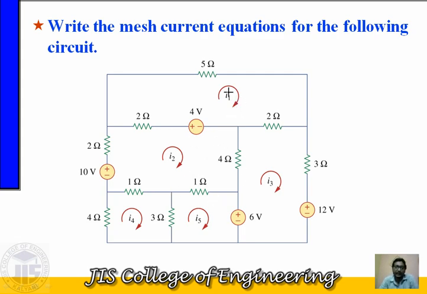I have taken all the loops in clockwise direction. You can consider 1 or 2 loops in clockwise, another loops in anti-clockwise, or you can consider all the loops as anti-clockwise direction. That's no problem at all. Your consideration is as per your choice, no problem at all.